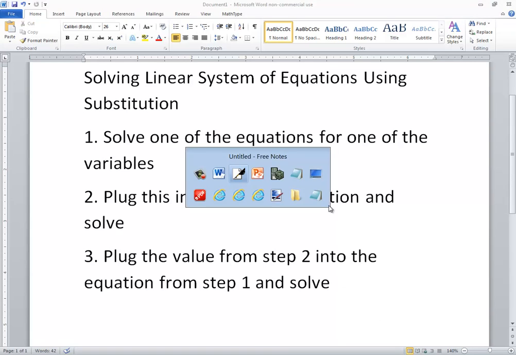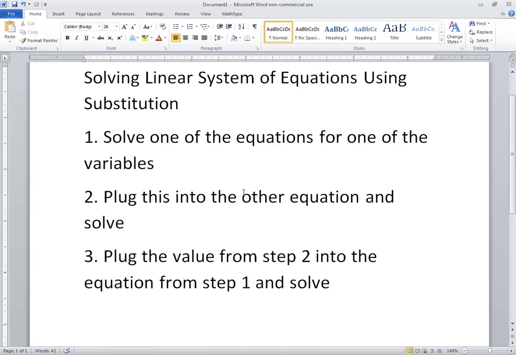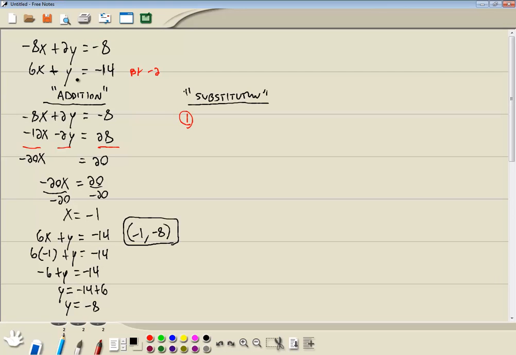Okay, so let's see how that works with this problem. Step 1. Solve one of the equations for one of the variables. I'm going to pick the second equation. The reason why is because there's no number in front of the y. So that's going to be real easy to solve for y. Solving for y, I'm going to take the 6x and move it over. And we get y is equal to negative 6x minus 14.